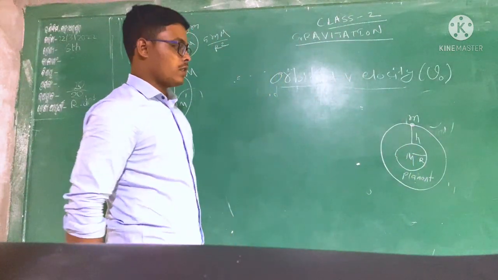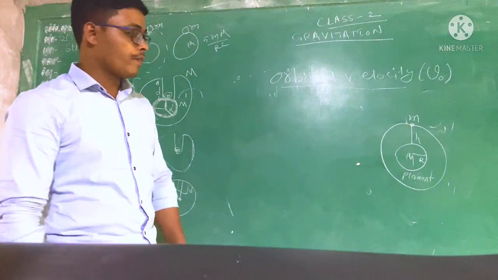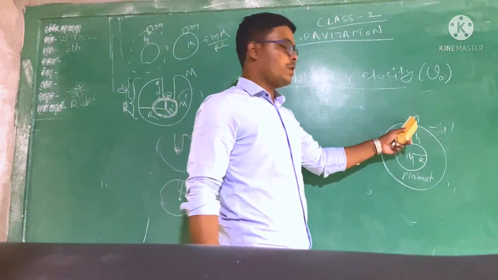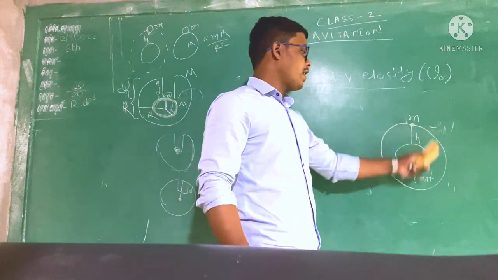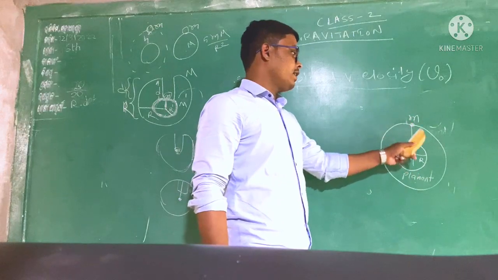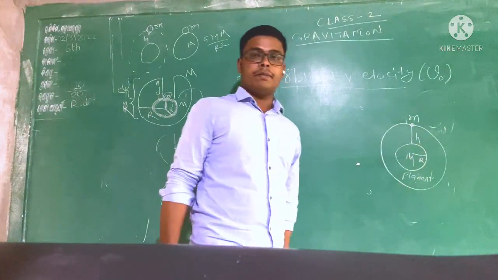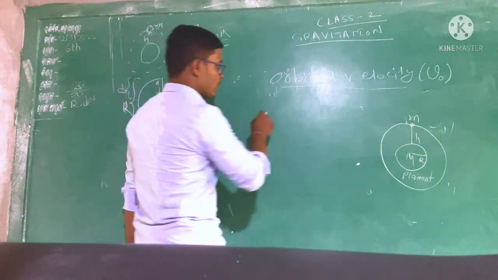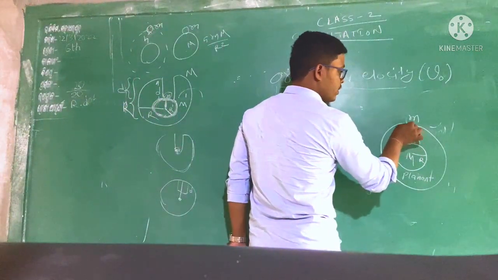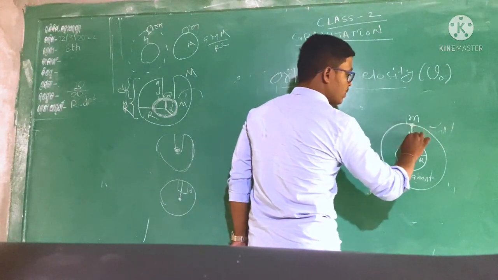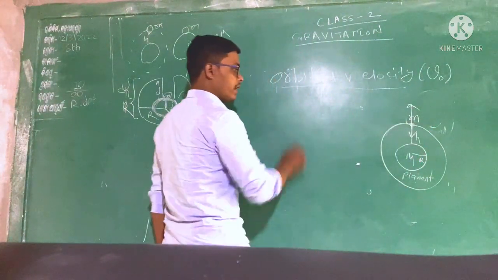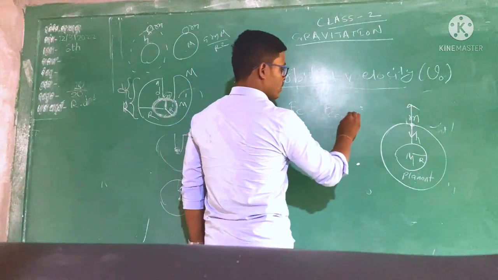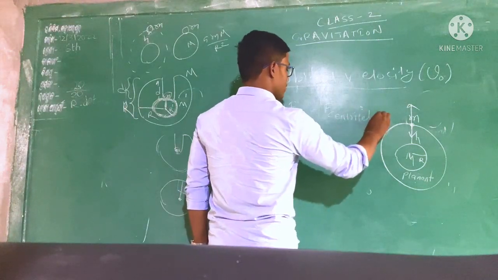Let capital M be the mass of the planet and capital R be the radius of the planet. Again, let us consider a satellite of mass small m revolving around a planet at a height h. Okay, so we know that when it is revolving, there will be a centripetal force and there will be a centrifugal force. The centrifugal force will be equal to the centripetal force.